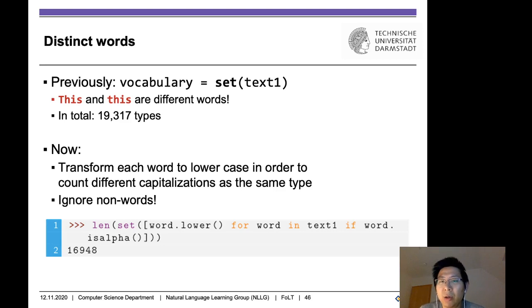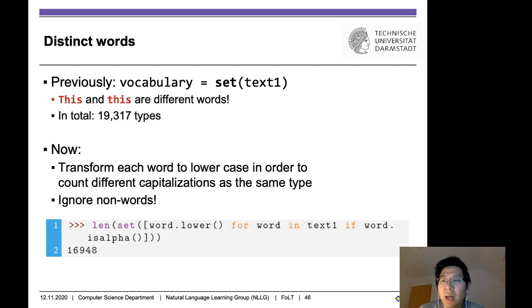Now we are looking at the distinct words, where previously we defined vocabularies, which is a list of distinct words, and we use set operators over a given corpus to produce a list of distinct words. But the resulting dictionary is not very clean because the upper and lowercase words are treated as different words. Also, numbers and punctuations are counted.